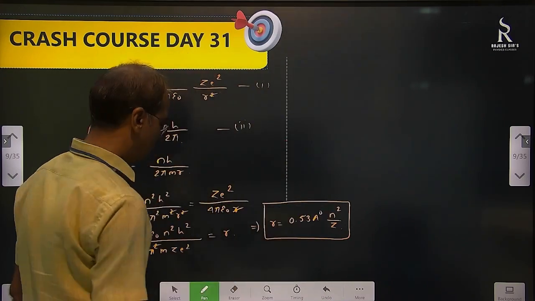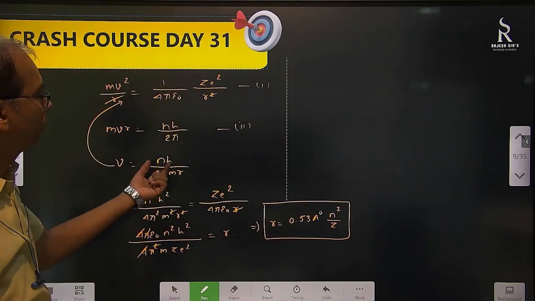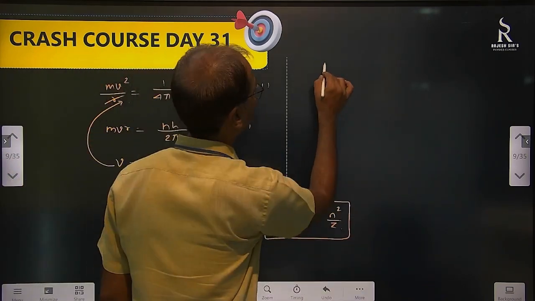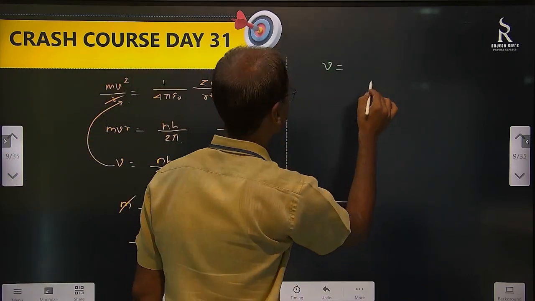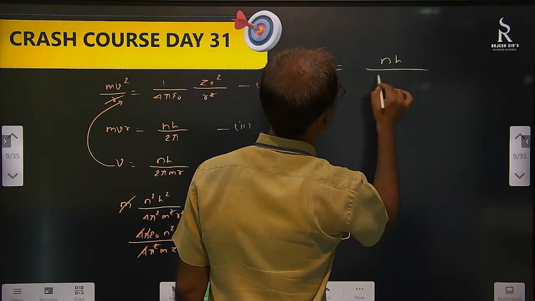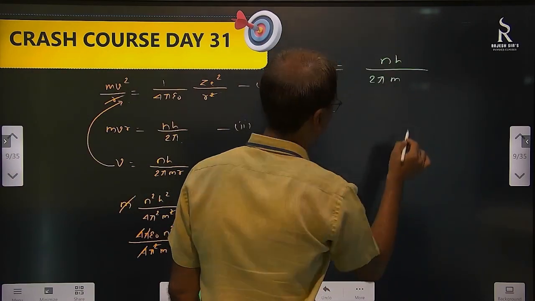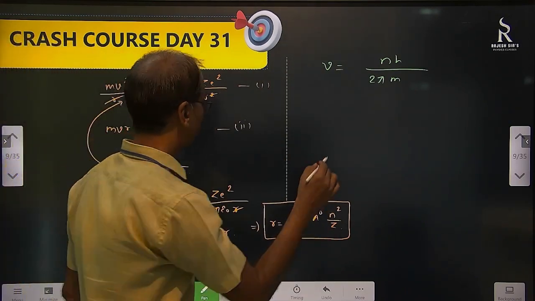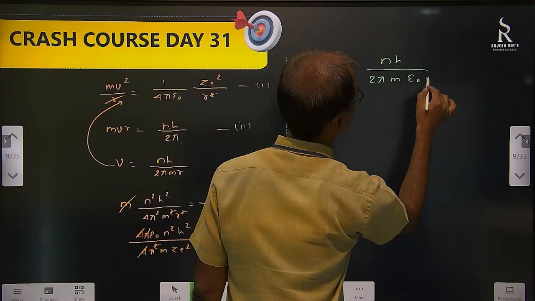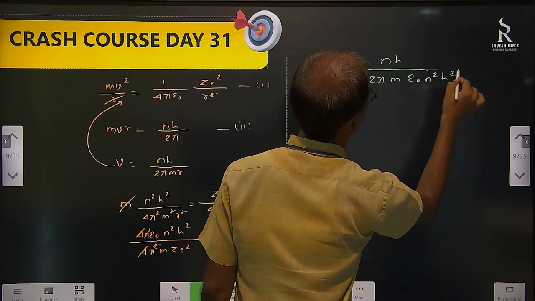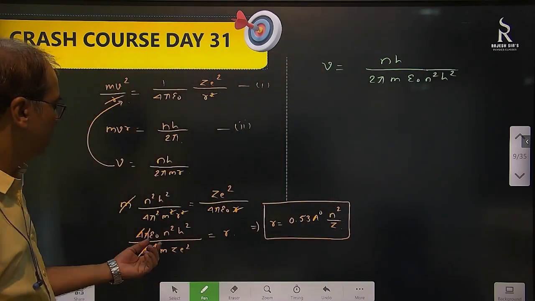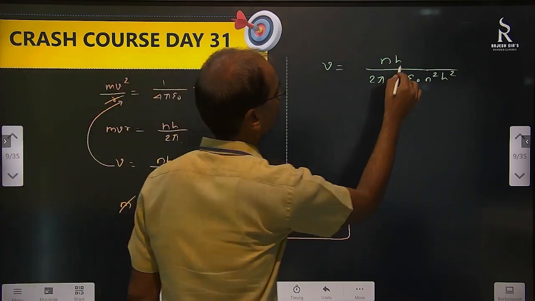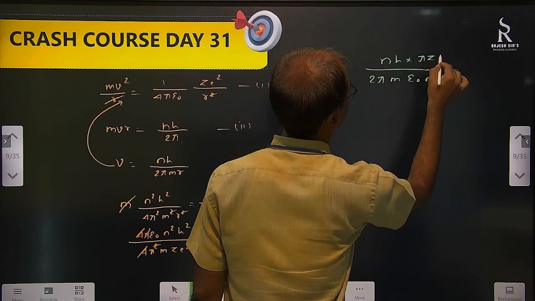Now once you have the radius, what do we have to do? I have to place it over here. That's it. So the velocity value is nh by 2 pi m into r. Now this is r. So epsilon naught n square h square by pi m z e square.